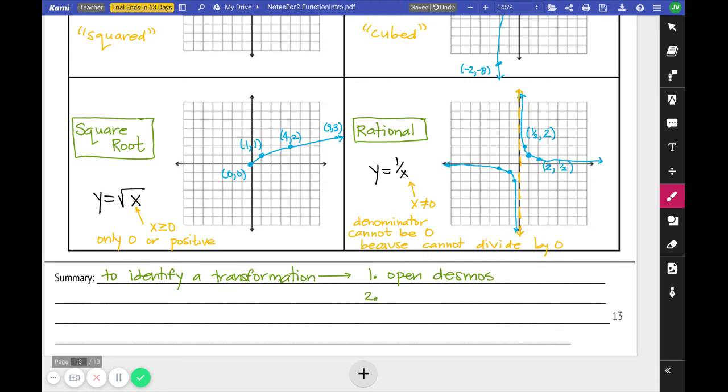After we open Desmos, we're going to graph two things. The first thing we're going to graph is the parent function. So we type in the parent function. And then we graph the problem function. And then we can compare how did we go from the parent to the new. Okay, so that's something just to be mindful of.